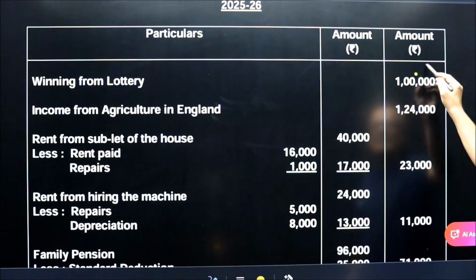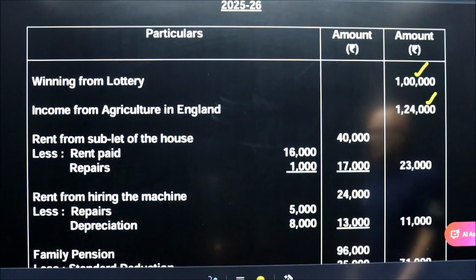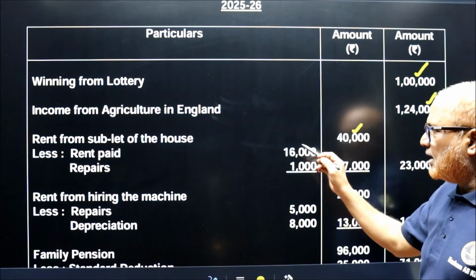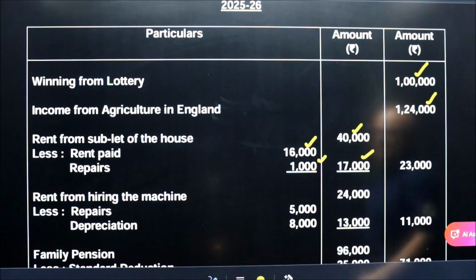In working note we have calculated 1 lakh. Income from agriculture in England is fully taxable, 1,24,000. Rent from subletting the house 40,000 minus rent paid 16,000, repair 1,000. So 17,000 subtracted, 23,000 is taxable.